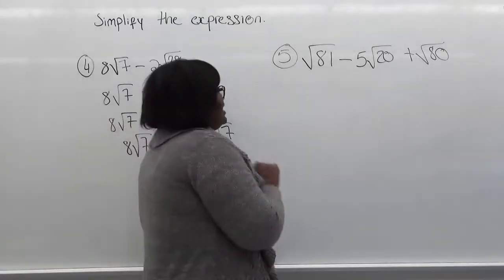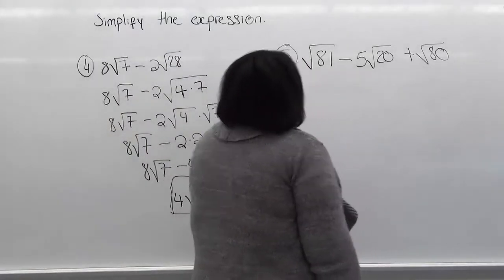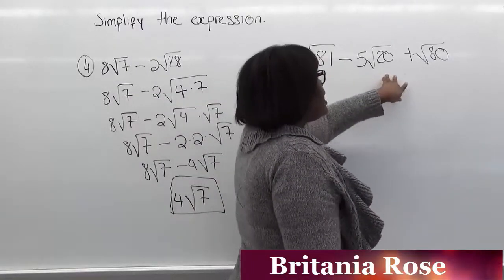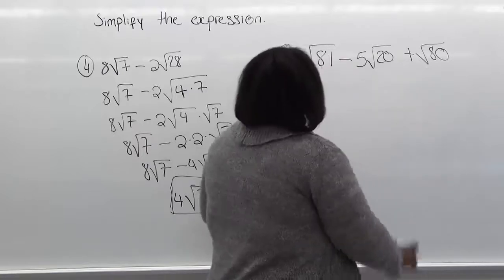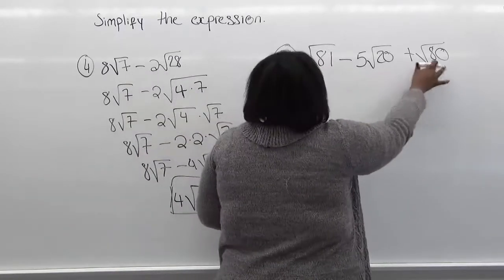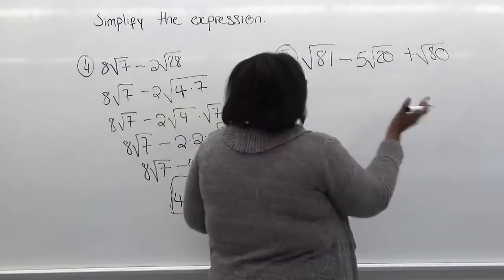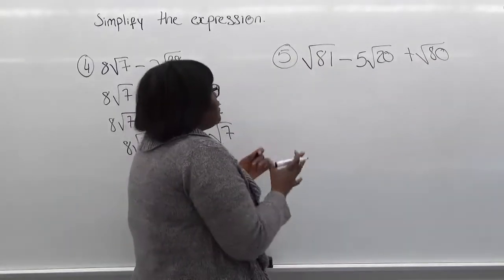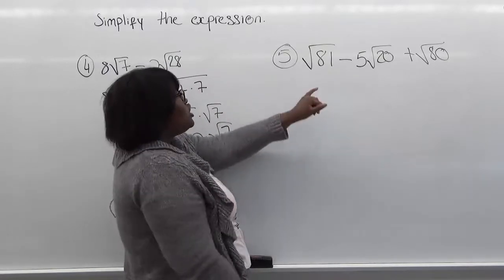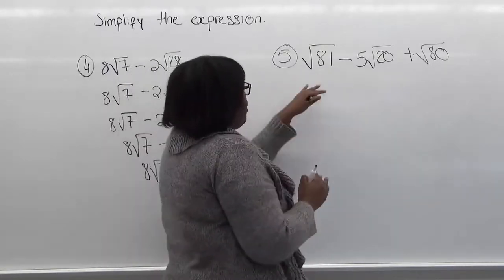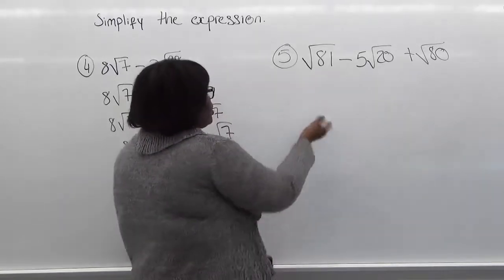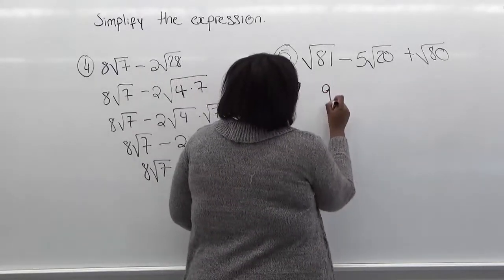On to our next question, number 5. So we have the square root of 81 minus 5 times the square root of 20 plus the square root of 80. Now, first, we know these numbers are not the same, but let's first simplify them. So we have the square root of 81. We know that 81 is a perfect square, so we can just write down the number, which will be 9, because 9 times 9 is 81. So the square root of 81 would just be 9.